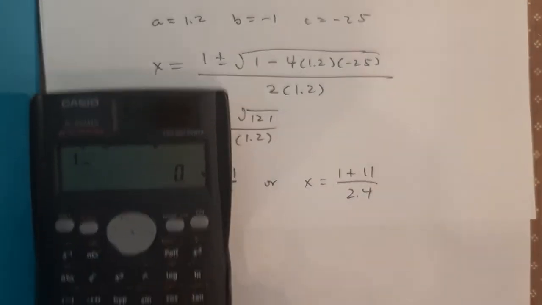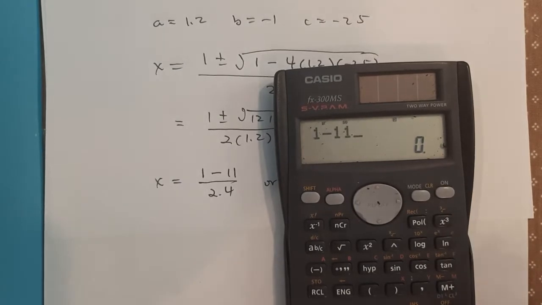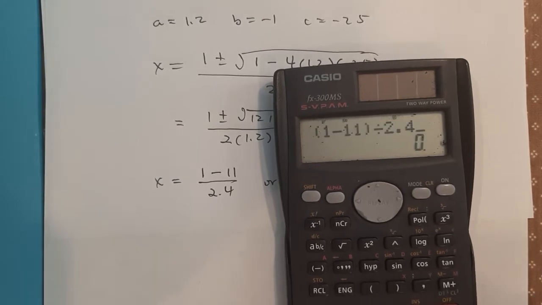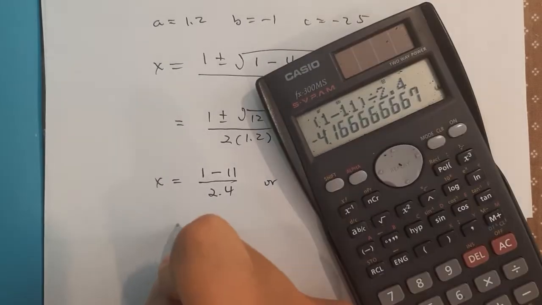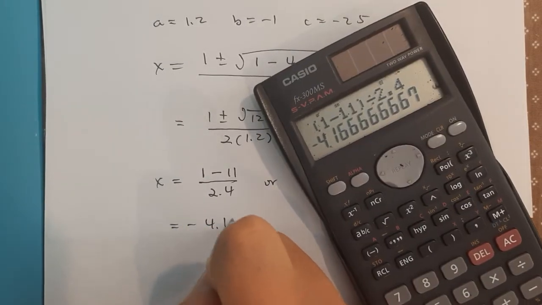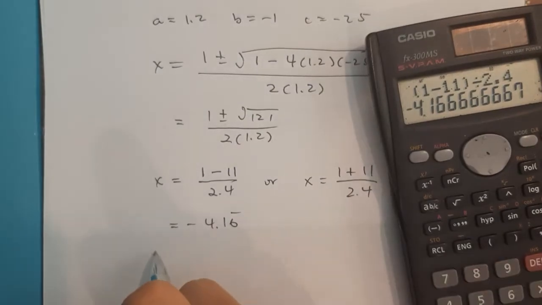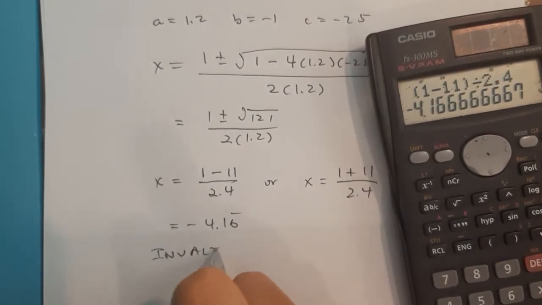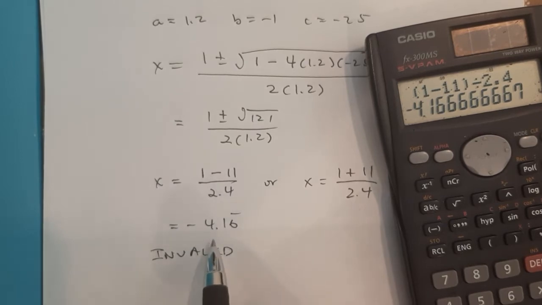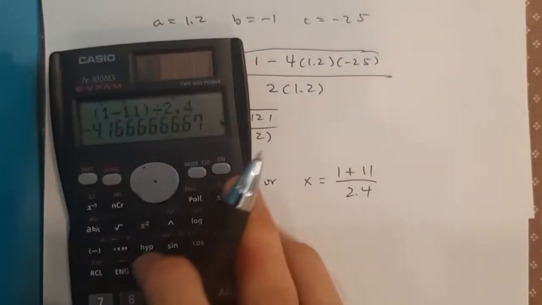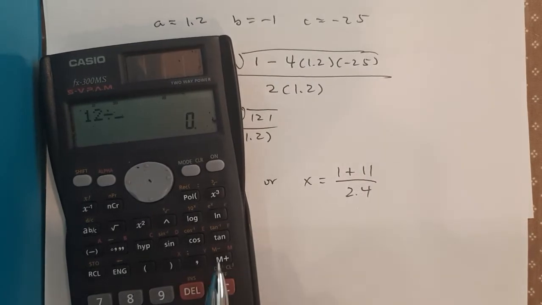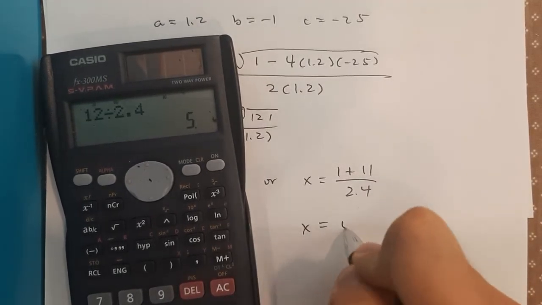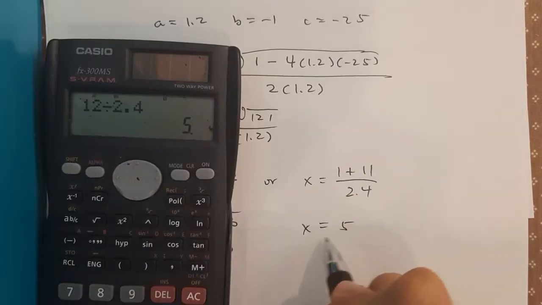So you simplify it, we have 1 minus 11 divided by 2.4. Oops, so you need to put the parentheses in the numerator in the top. So we end up with a negative 4.16 bar. Because we're working with items, we can't produce negative items, so that's invalid. Then we have 12 over 2.4. We got x equals 5. So this is going to be our equilibrium quantity.